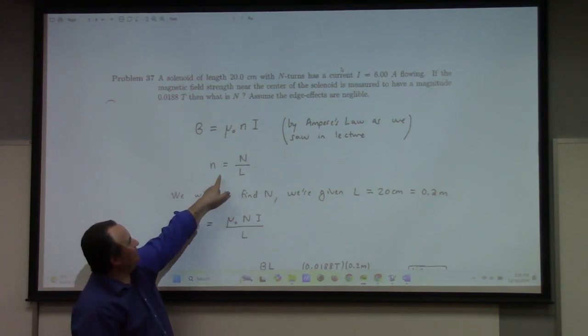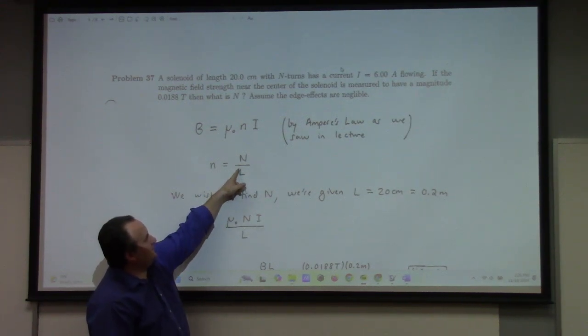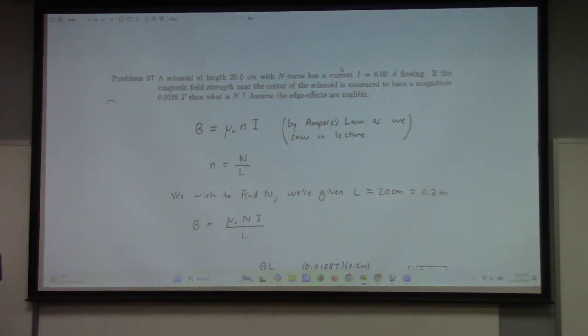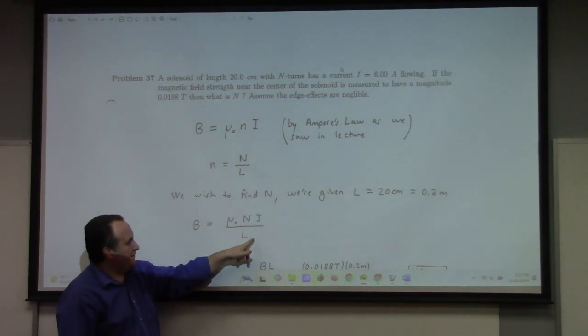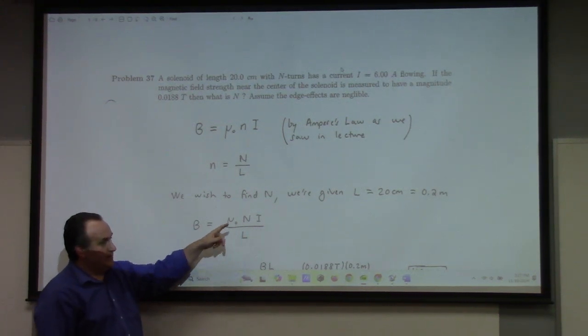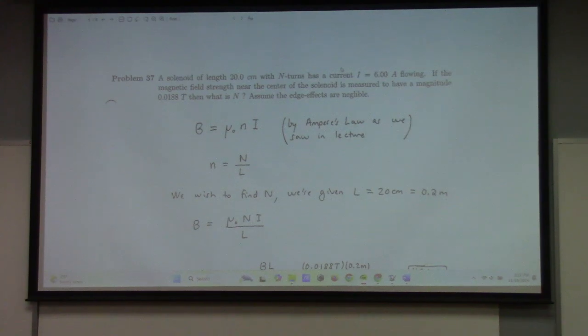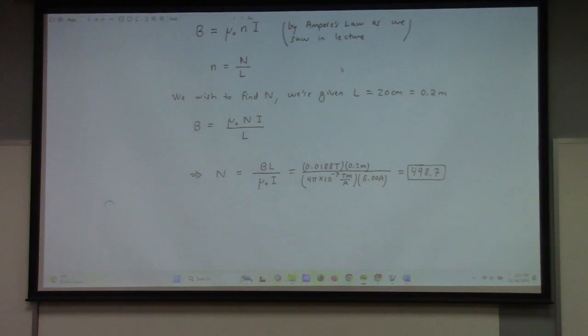But anyway, n is equal to the total number divided by L. That's the turn density, right? Now we don't know big N, but we do know L. So if we put that in, we've got the magnetic field as mu naught big N I over L. The only thing we don't know here is big N, so solve for it. And you do that, and you get 498.7, I believe. Now if you put down 499, I'd still count it right.